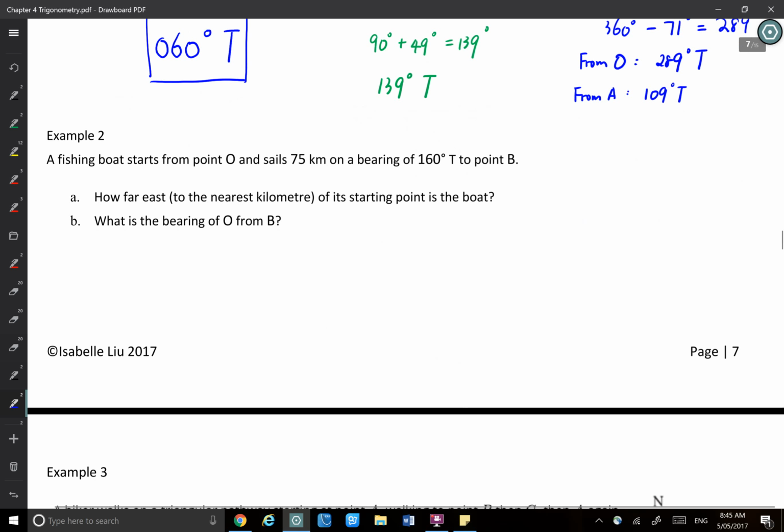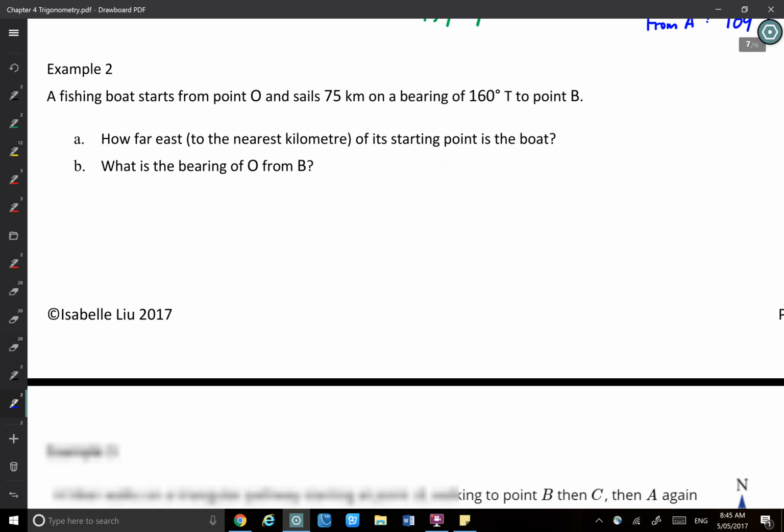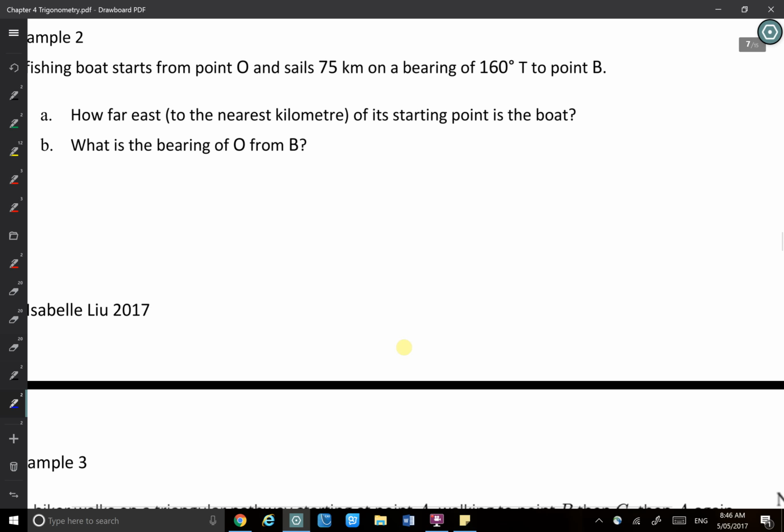Okay, let's have a look at example 2, application type. A fishing boat starts from point O and sails 75 kilometers on a bearing of 160 degrees true to a point B.